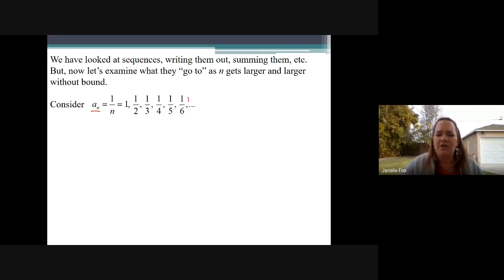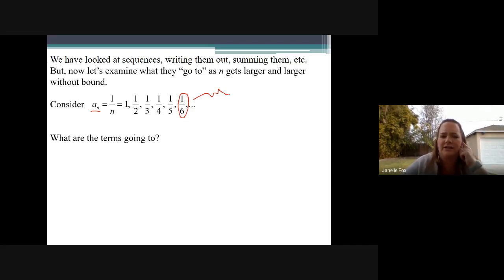So what do you think these numbers are heading towards? Is there a target value that they're getting close to? Okay, so that's the question we're asking ourselves. What are the terms going to? Well, I guess the terms are getting smaller, because 1/6 is definitely smaller than 1/2, and a 1/8 would be smaller than a 1/6. But what are they going to? So they're getting smaller, but what is really happening?